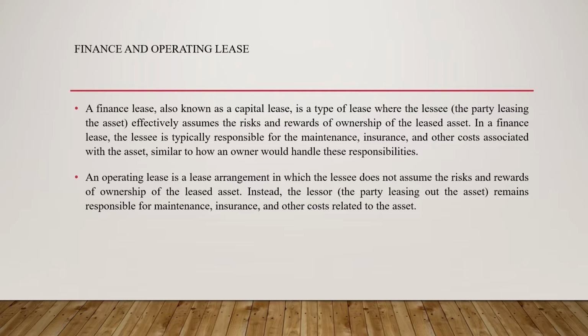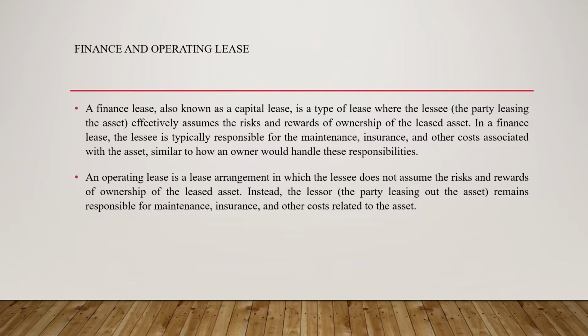First one is finance and operating lease. Finance lease and operating lease are two different types of leases used in the context of accounting and finance to facilitate the leasing of assets such as equipment, vehicles or property. These leases differ in terms of their accounting treatment, nature of lease agreement and the financial implications for both the lessor and the lessee.